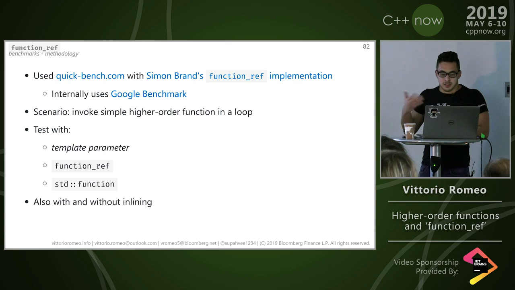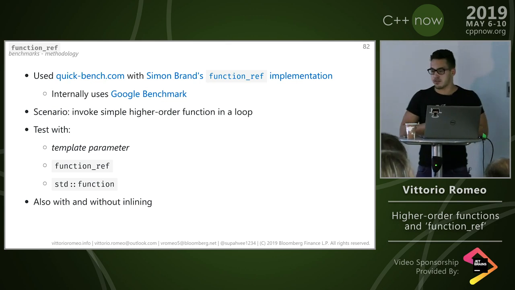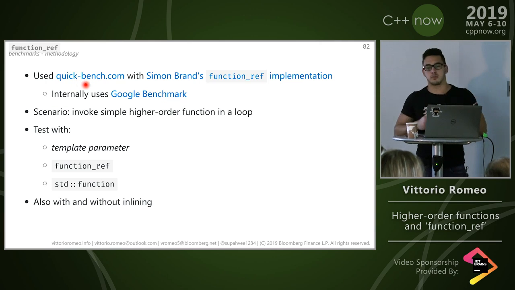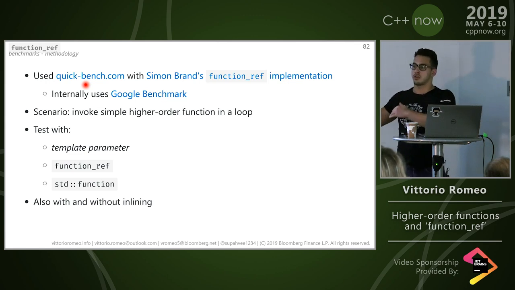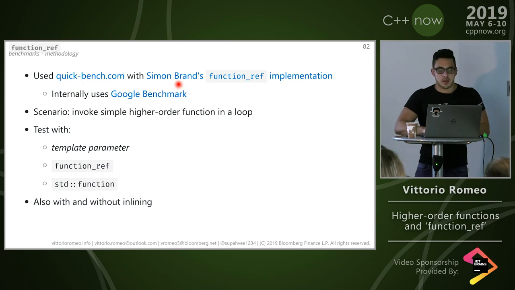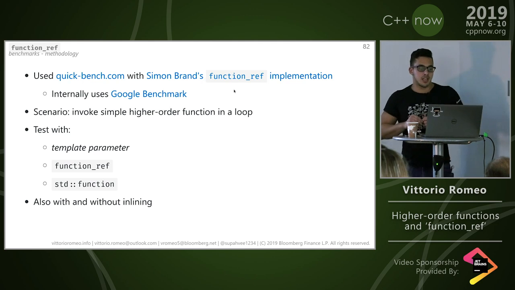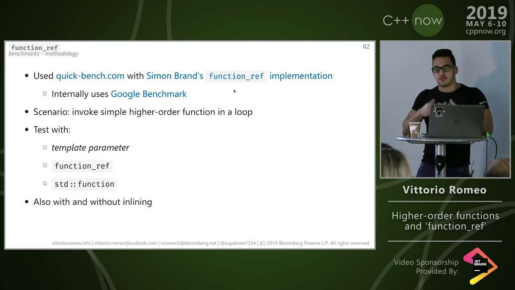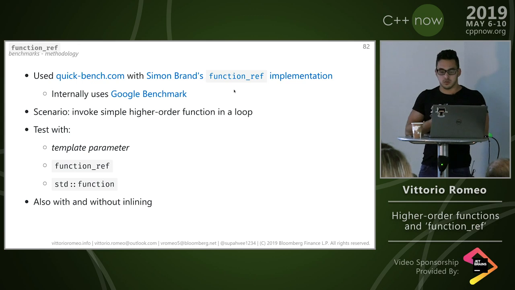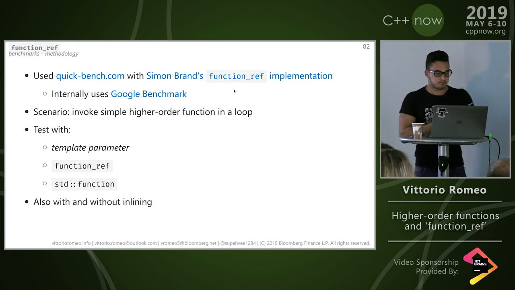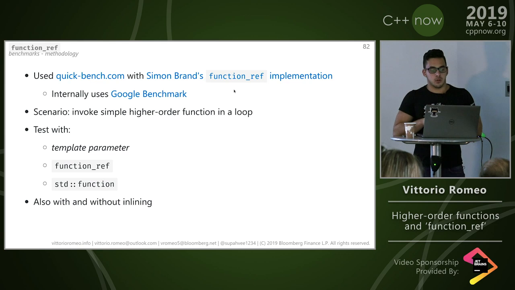Okay, so let's get to the last part, benchmarks. I think I have enough time. So what I did is basically use QuickBench, which is an online tool, which is really cool. You simply write your code on the left-hand side with Google Benchmark syntax. You run it, and it provides an interactive graph on the right-hand side showing the runtime and the assembly. And I also used Simon Brand's function_ref implementation, which shows you how much trust I have in my own implementation. And it's freely available on GitHub. I think it follows the revision quite well. The scenario was simple, just invoke a higher order function in a loop over and over again.